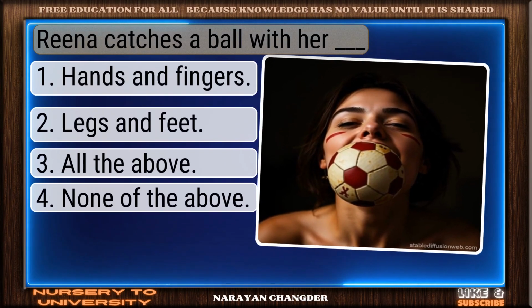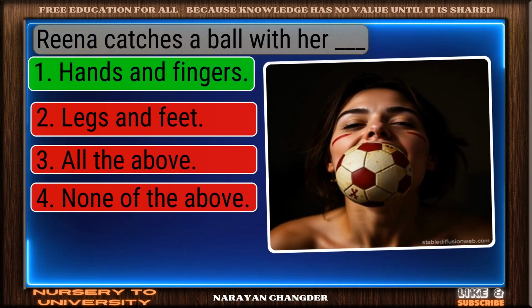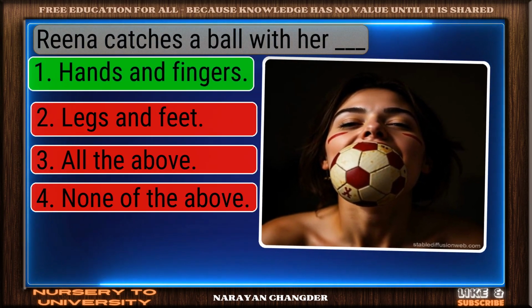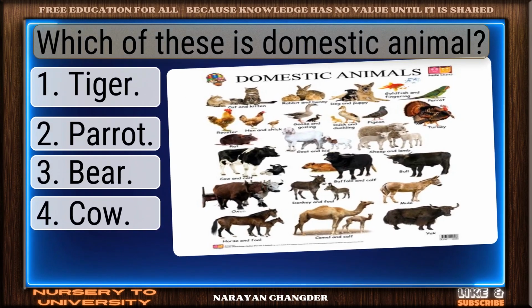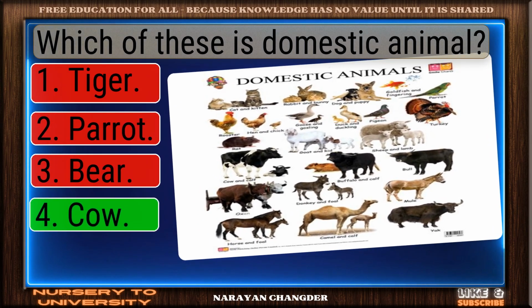Rena catches a ball with her dash. Well reasoned. Hands and fingers is the correct choice. Which of these is domestic animal? Bravo. Cow is the answer.